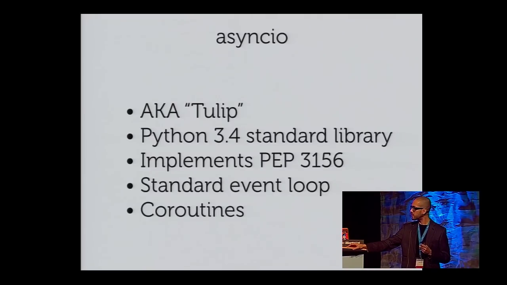The justification and specification for the Async IO standard library module is in PEP 3156, which is a surprisingly good read. And it defines both the standard event loop interface, and it also talks about coroutines, but again, we don't have time to talk about coroutines, so deal with that yourself.